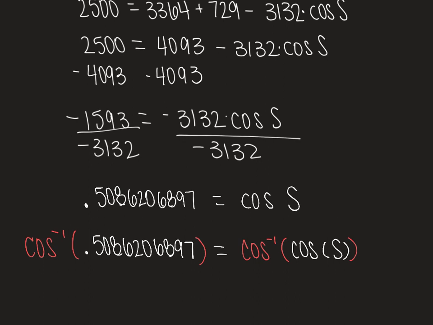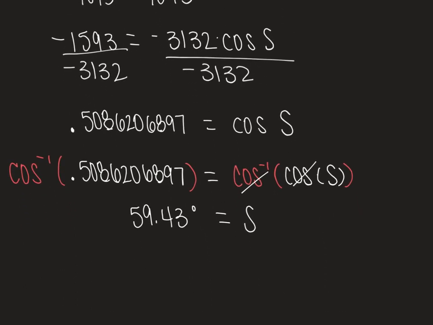So on our left-hand side, you're going to be able to plug that right into a calculator. Okay, you would use your second menu, and then you would do second cosine to get the cosine to the -1, and then type in your 0.508, your whole decimal, don't cut it short. So this becomes 59.43 degrees. And my right-hand side, this cosine to the -1 and cosine cancel, so we're just left with the angle measure of S. This specific problem asks to the nearest tenth, so we'll just reduce this to 59.4 degrees.